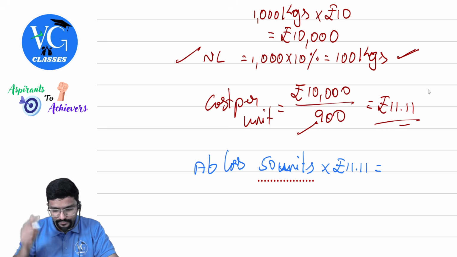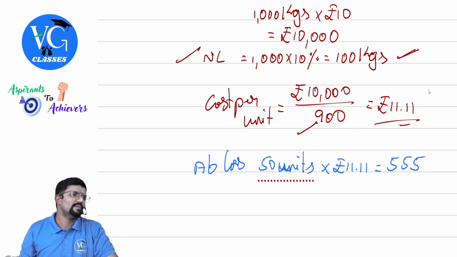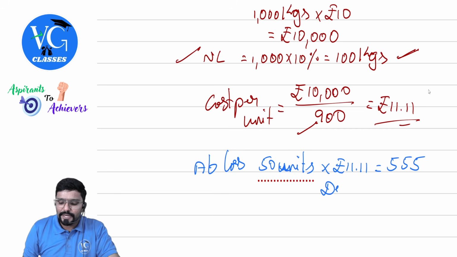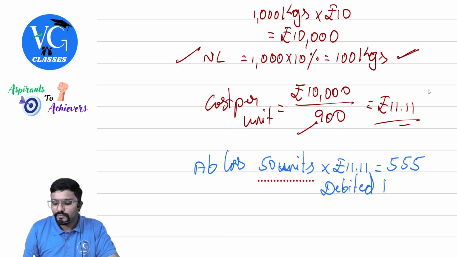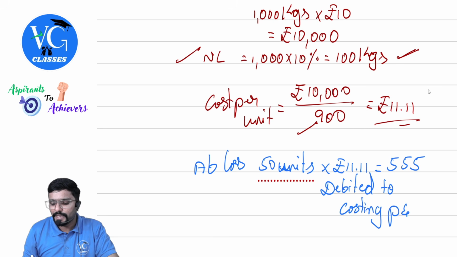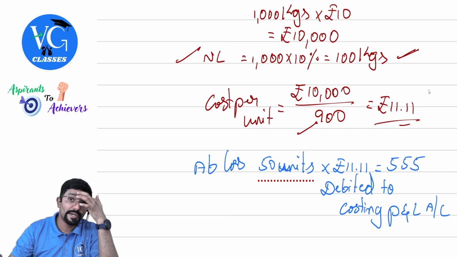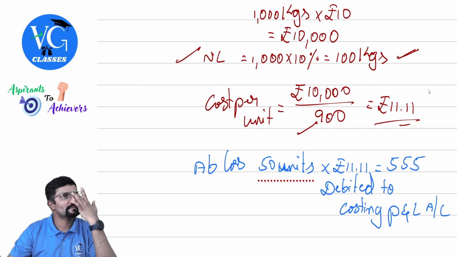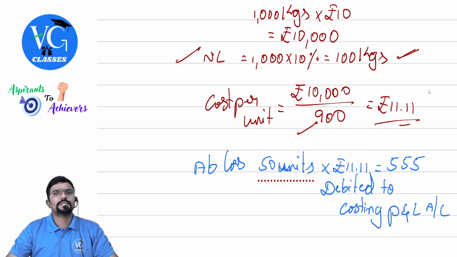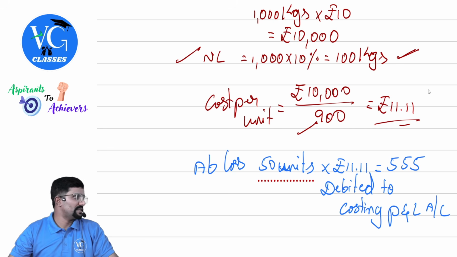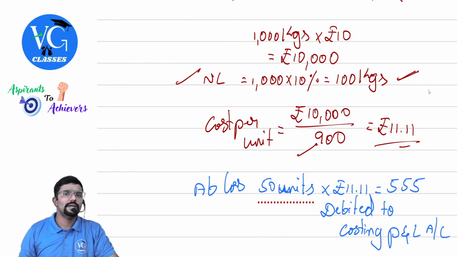Value, please. 555. Okay, 555 or 556. So what do we do with this? Debited to costing P&L account. Debited to costing P&L account, guys. Hope you understood the treatment of both normal loss and abnormal loss.